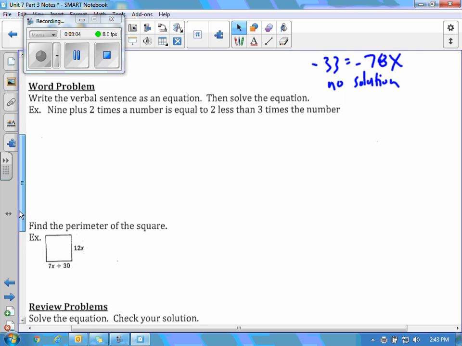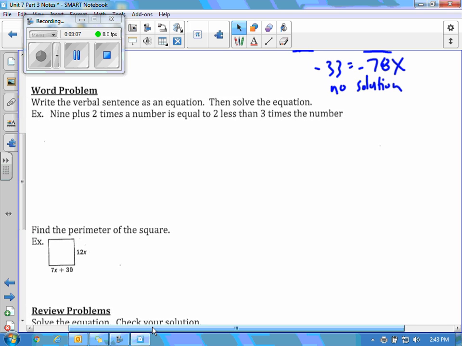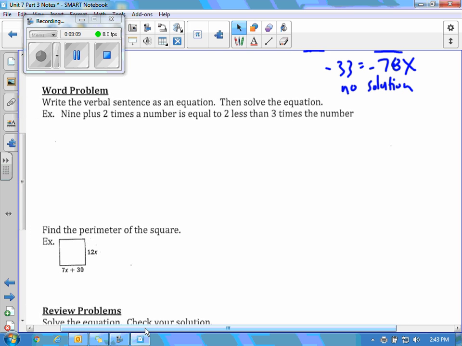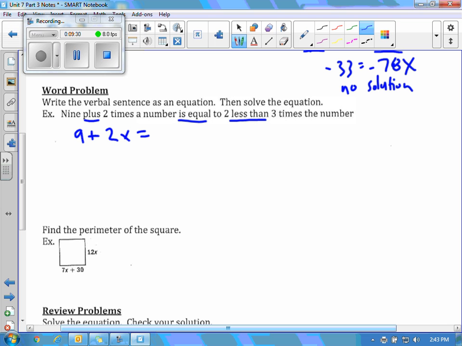All right, towards the bottom of this, we got a couple word problems here. So it says write the verbal sentence as an equation, then solve the equation. So our verbal sentence is 9 plus 2 times a number is equal to 2 less than 3 times a number. So remember, plus means addition, and that means we can just write it straight as it is. So 9 plus 2 times a number is equal to, now it's less than, which is subtraction, which means we almost need to flip it. So that's 3 times the number, and then minus 2.